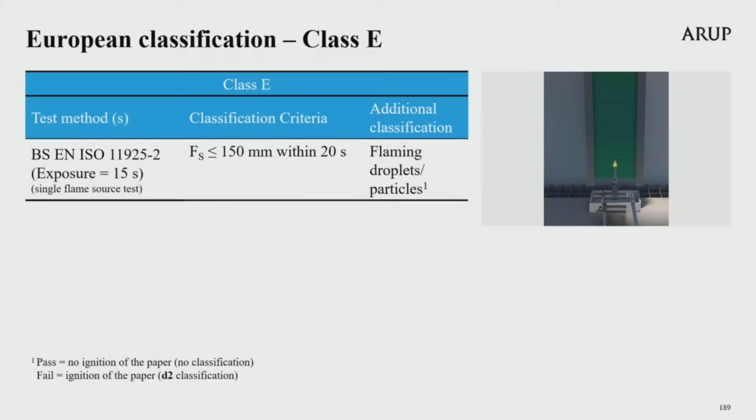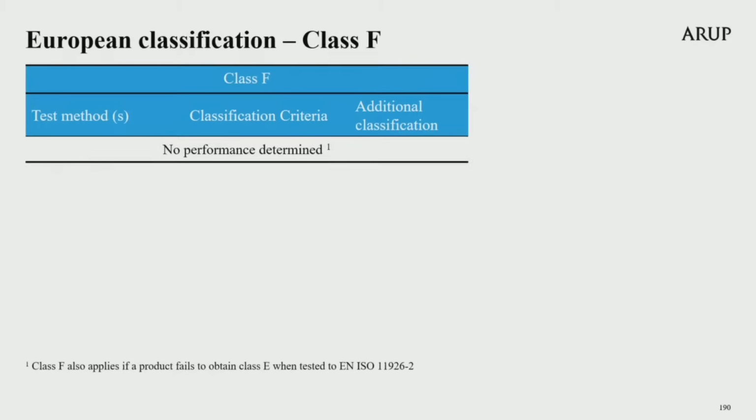The next important change occurs at Class E. Now only a single test, the single flame source test, is required, and the exposure time has decreased to 15 seconds with a 5-second observation period. Class F is applied when a product has no performance criteria. It also applies if a product fails to obtain Class E when tested to the single flame source test.